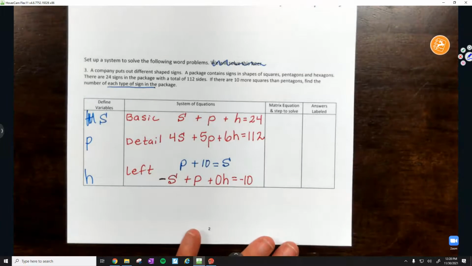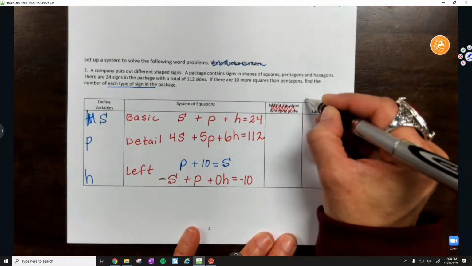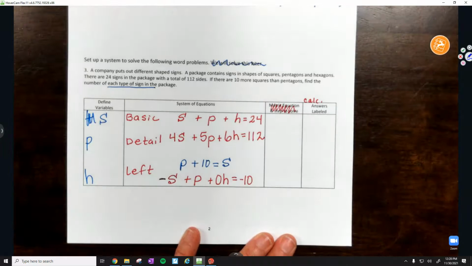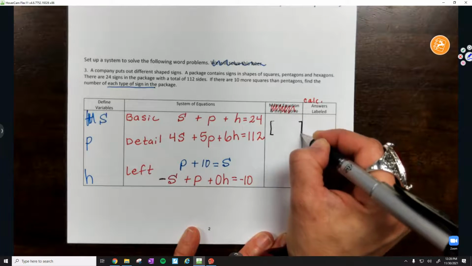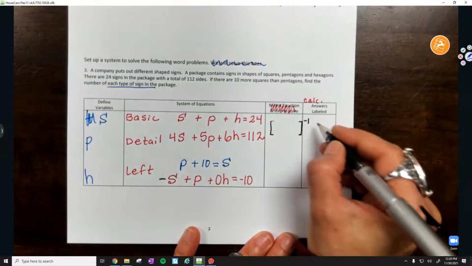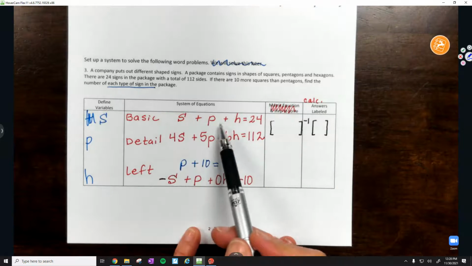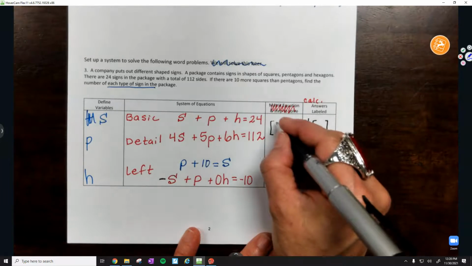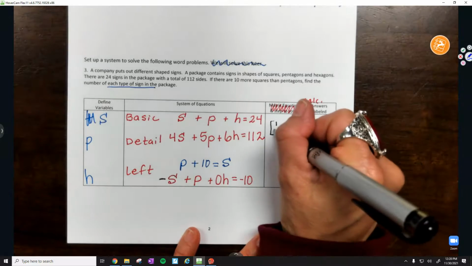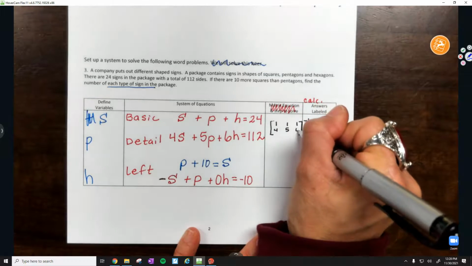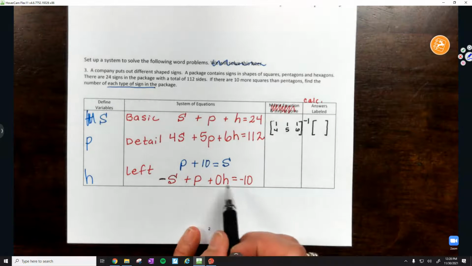Okay. So where it says matrix equation, I'm going to kind of change the instructions. Write the calculator ready matrix set up here. So remember, it's the one with a negative first power, and we're going to multiply it by the answers. So my first row is all ones. My next row is 4, 5, 6. My last row is negative 1, positive 1, and 0.